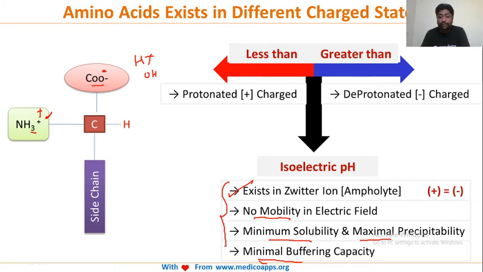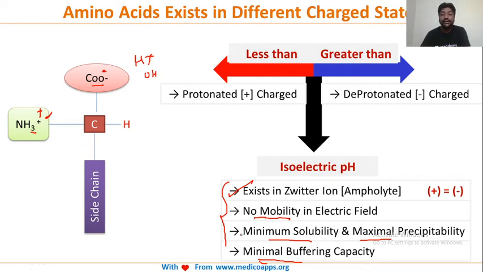So this again forms a very, very important set of questions. At isoelectric pH, what happens? The amino acid exists as a zwitterion. There is no mobility in the electric field, because even though they are charged, overall the charge is neutral. Each amino acid will have zero charge overall. There will be minimum solubility, maximum precipitability and minimum buffering capacity.